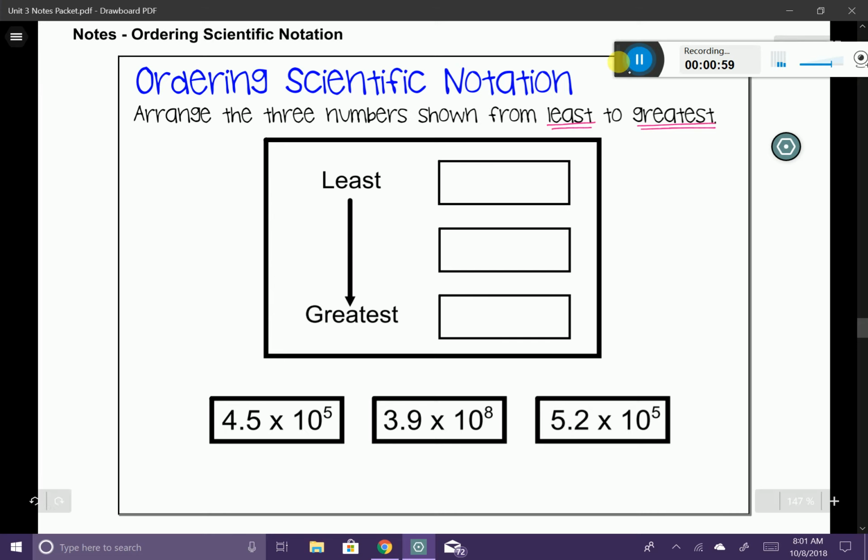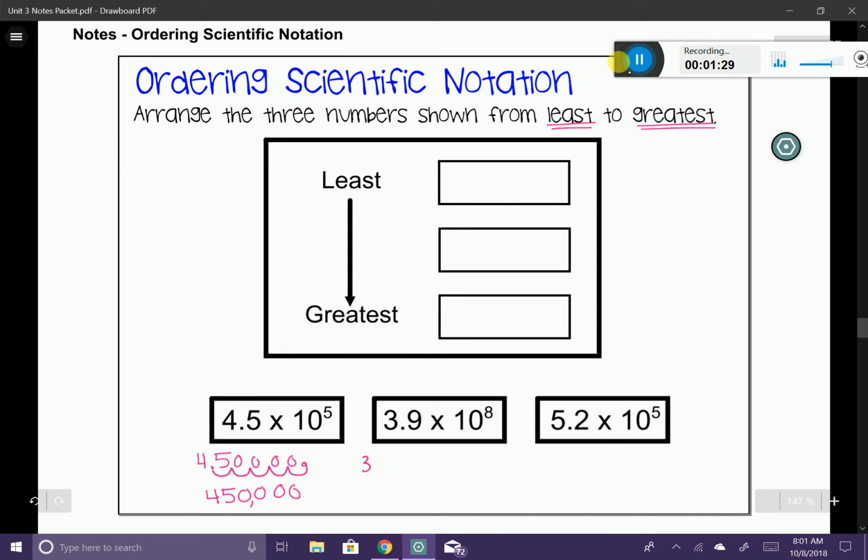So what that is, I'm going to rewrite it as 4.5, and I'm going to move my decimal 1, 2, 3, 4, 5 spaces to the right because I have a positive exponent. I'm going to go ahead and fill these in with zeros. And I'm going to go ahead and rewrite this, 450,000. I'm going to go ahead and work on the second one now, 3.9 times 10 to the eighth.